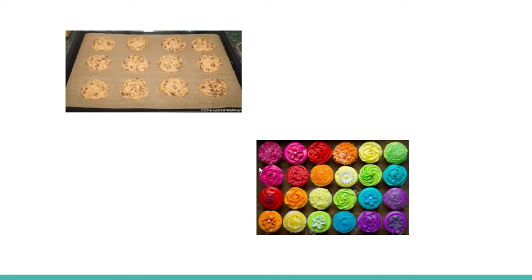So here I have two very yummy examples of arrays and how you can see them in the real world. Let's look at the first one. Here we have three rows and we have four columns, or we have three rows with four in each. So if I look at that, it's going to be four, four, four. So that gives me 12 cookies altogether.